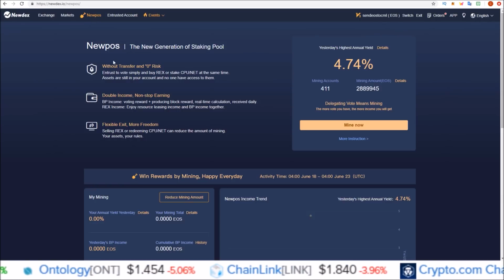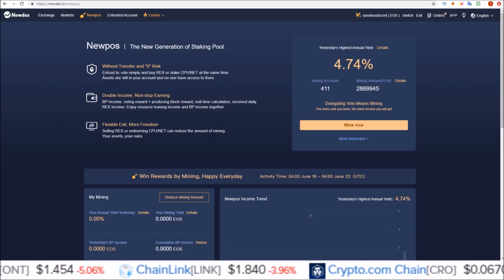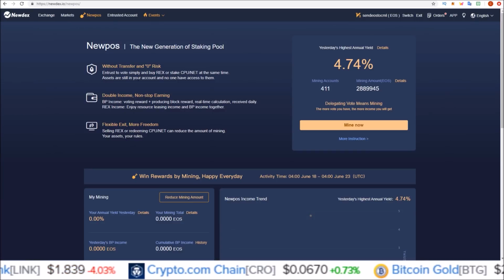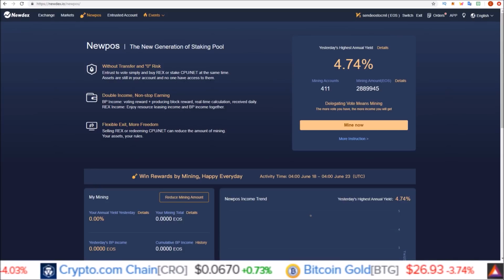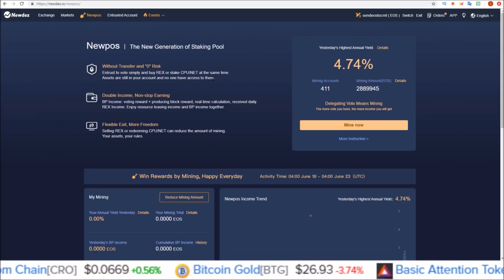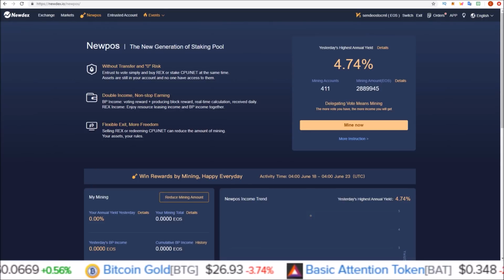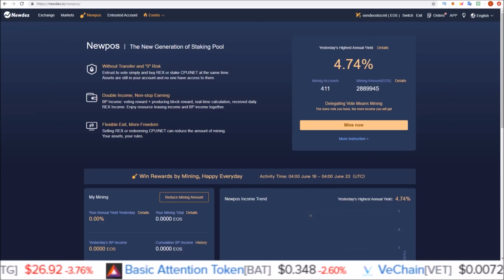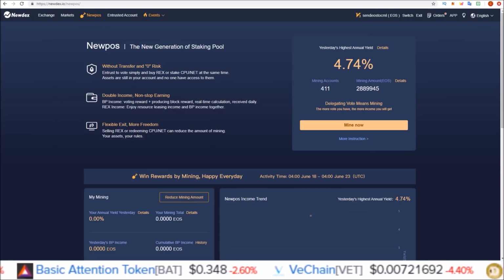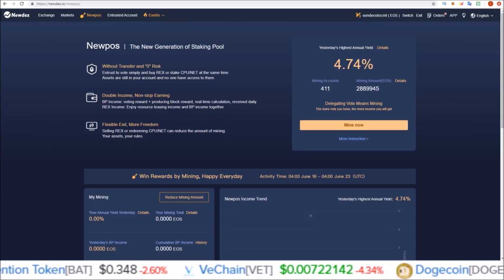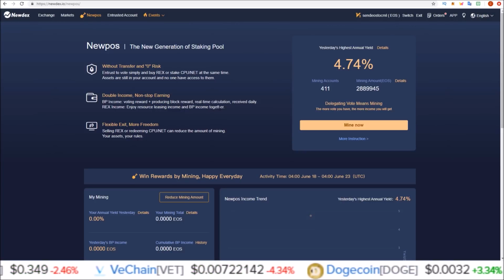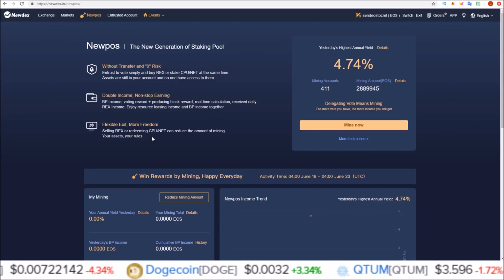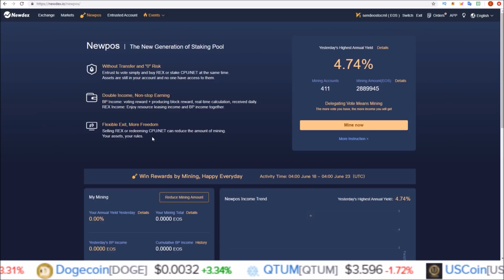And what is it? "Without transfer and zero risk, and trust to vote simply and buy Rex or stake CPU net at the same time. Assets are still in your account and no one has access to them." Now this is translated over from Chinese, so it's not that clean of English. "Double income, non-stop earning, BP income, voting reward plus producing block reward, real-time calculation, received daily. Rex income, enjoy resource leasing income and BP income together. Flexible exit, more freedom, selling Rex or redeeming CPU net can reduce the amount of mining, your assets, your rules."